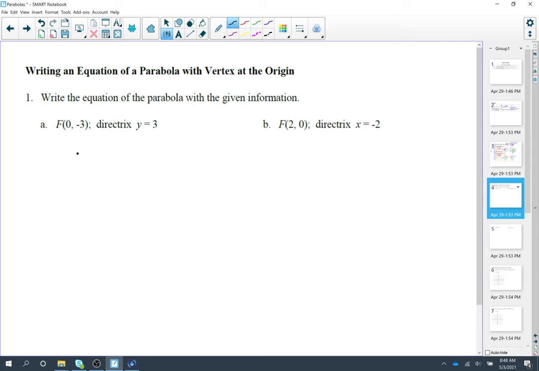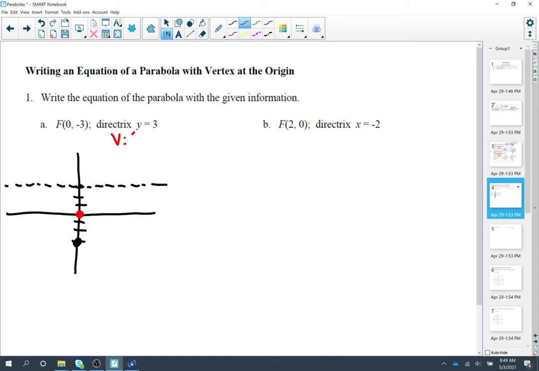I always draw a picture, and I'm going to recommend that you draw a picture. So (0, -3) is right here, and that's our focus. And then our directrix is at y equals 3. So up here at 3, your directrix is the horizontal line y equals 3. Now, a couple things we can figure out from here. First of all, your vertex has to be right in between the focus and the directrix. So I know my vertex is right there, at (0, 0), right in between.